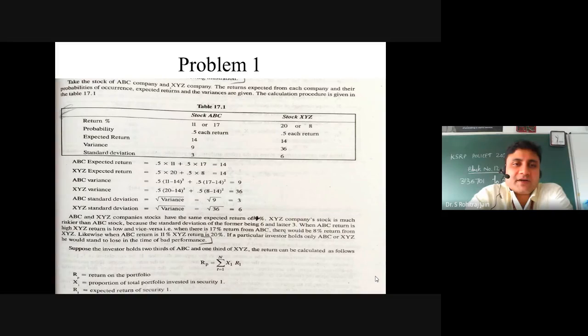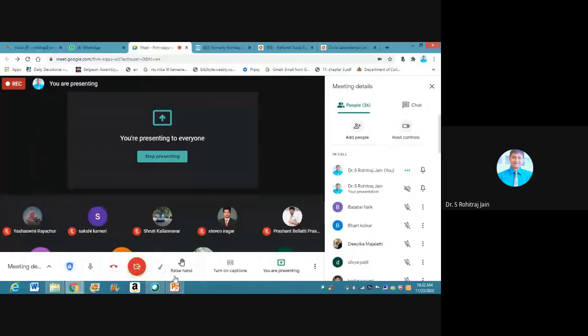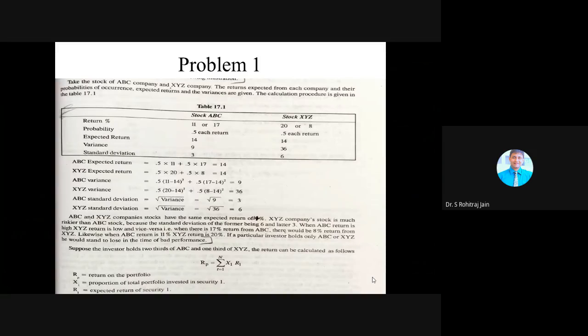Yes, sir. Okay, perfect. Now, take the stock of ABC company and XYZ company. The returns expected from each company and their probabilities of occurrence, expected returns and the variance are given below. The calculation procedure is even given in the table, which is mentioned in 17.1. So before going, as I mentioned to all of you initially, first step, we'll understand the problem. So what they have given: stock ABC company and XYZ company, two companies. Please understand this. The returns expected from each company and their probabilities of occurrence.